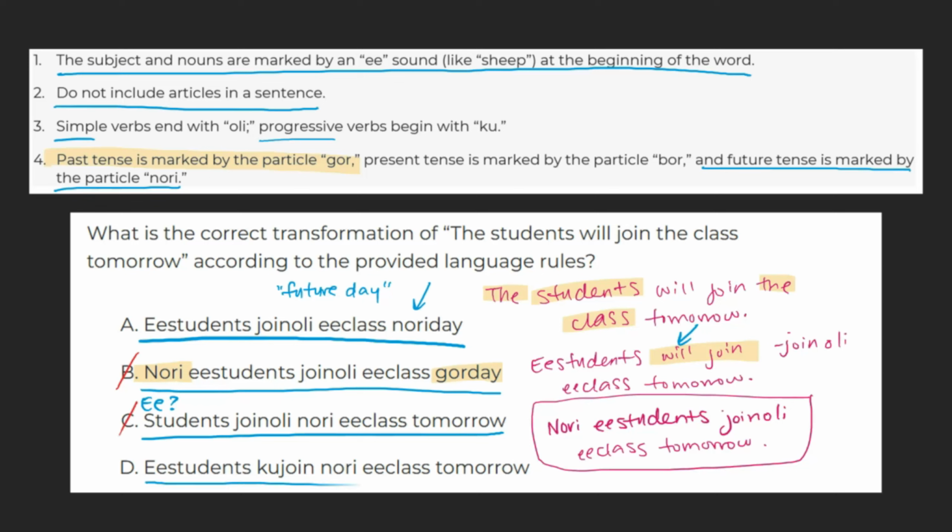And D, E students ku join nori E class tomorrow. This choice incorrectly marks join with ku, a progressive verb marker, instead of oli, a simple verb marker. This can be marked as incorrect, and we can mark our original answer, choice A, as our final answer.